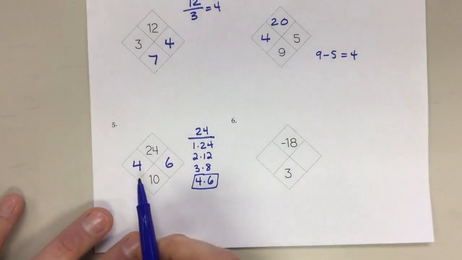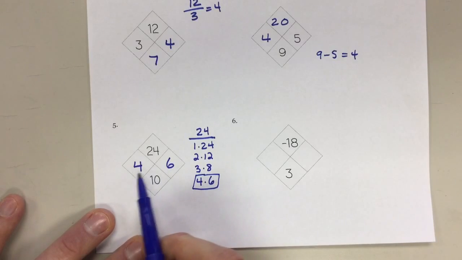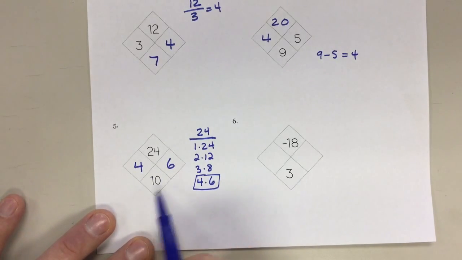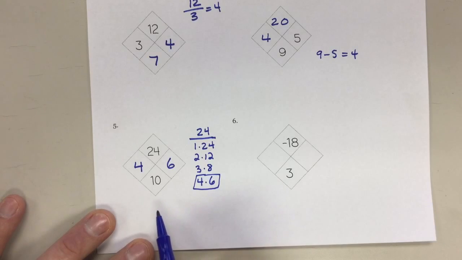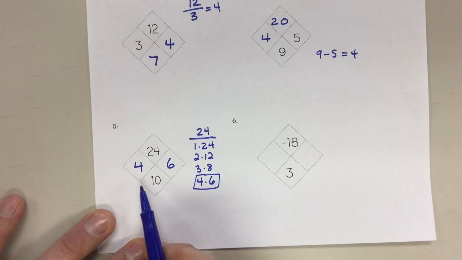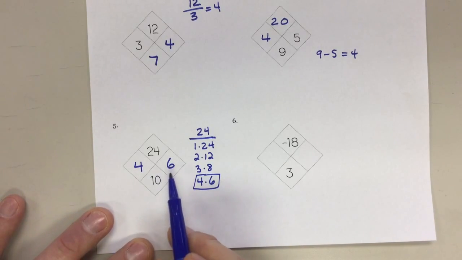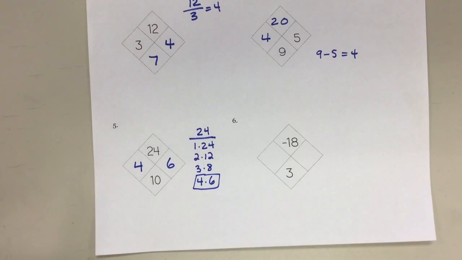Now, it does not matter which number you write in either square. I could have written the 6 here and the 4 here. Sometimes when entering into Moodle, though, I will ask you to type in the lowest number first and the highest number second. So just be careful about that.